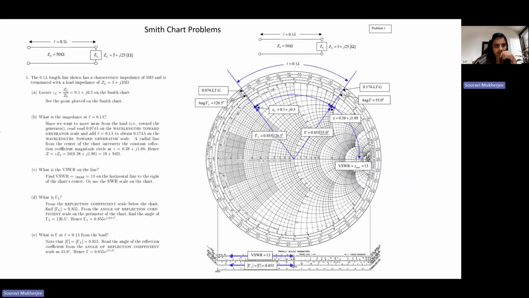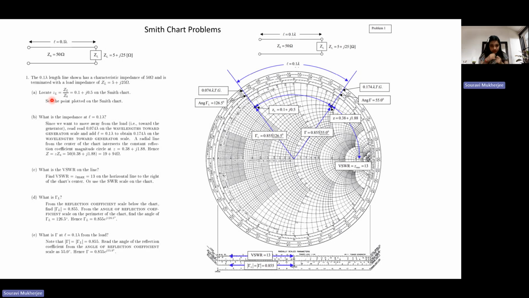So here it says that the load impedance is provided, and the characteristic impedance of the transmission line is known. The length of the transmission line is known. It is said that this 0.1 lambda length line shown has a characteristic impedance of 50 terminated by the load impedance ZL. Now, the first question is locate the normalized load impedance on the Smith chart.